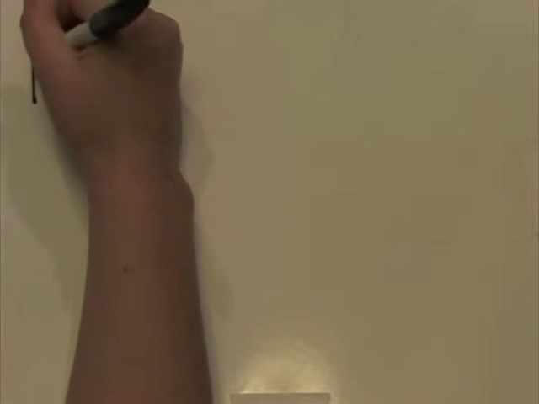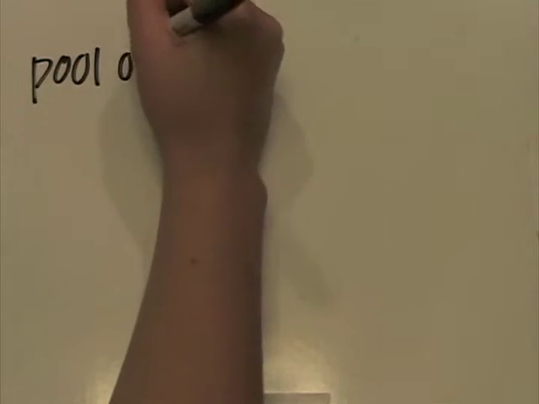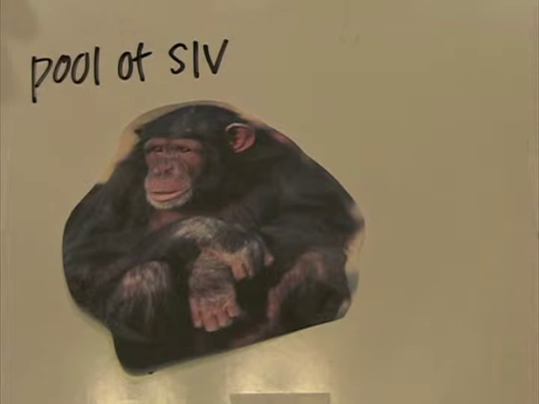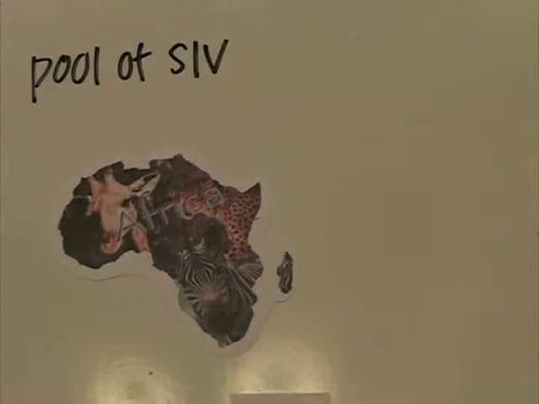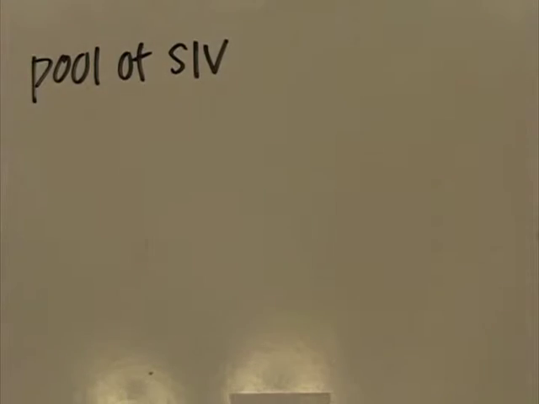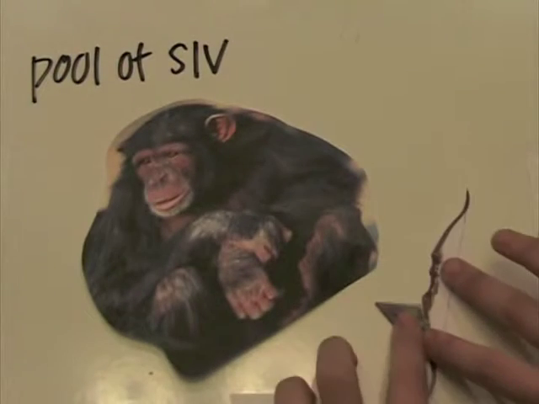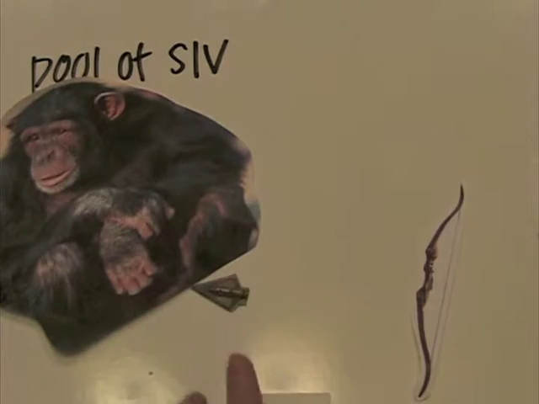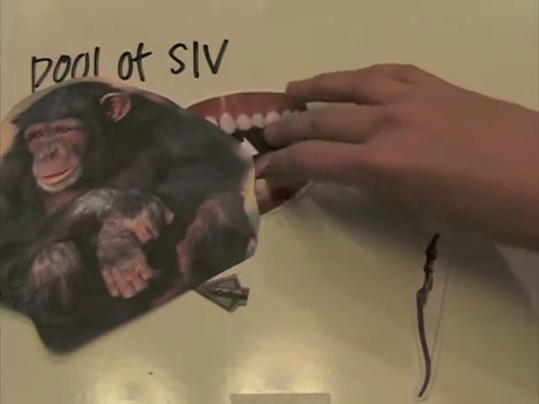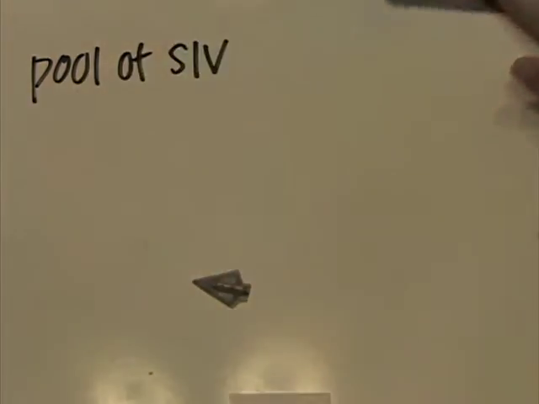HIV evolved from a pool of SIV, or simian immunodeficiency virus, which is also known as the African green monkey virus. It is believed that the first case of HIV originated in Africa when SIV was transferred to humans as a result of SIV monkeys being killed and eaten, or their blood getting into cuts or wounds on the hunter.